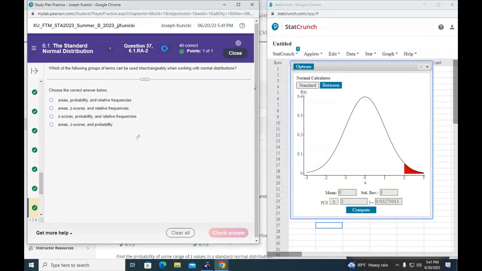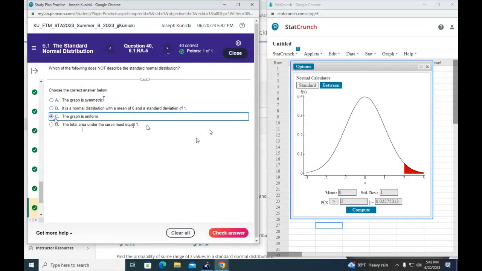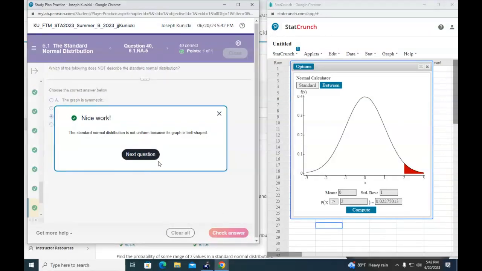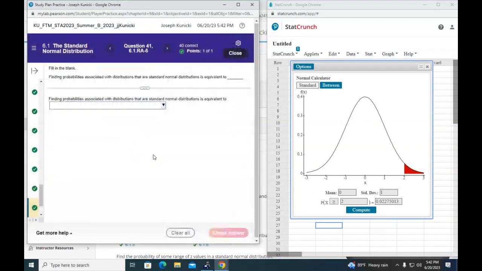Number 5. Which of the following does not describe the standard normal? So now we're standard normal, now we're the Z. Symmetric? Yes. Mean 0, standard deviation 1? Yes. The total area under the curve must equal 1? Yes. The graph is uniform? No, the graph is symmetric.